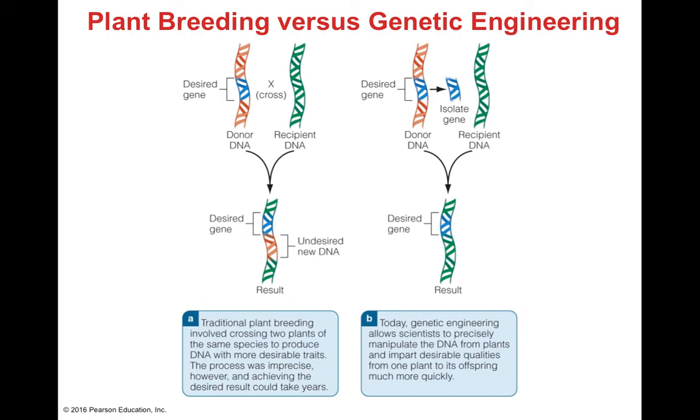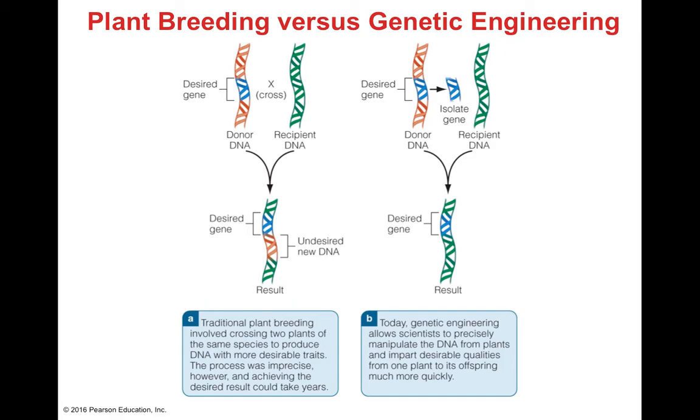Just look at the original corn. The original corn was very small, about 2 inches, and it didn't have anywhere near as many kernels on it. It also fell right off. Now we have corn that stays on the cob and is extraordinarily large, right up to a foot in length. And we've done that simply by plant breeding, looking for the largest or crossing different strains of plants that provide what we're looking for. So traditional plant breeding involves crossing two plants of the same species to produce DNA that has more desirable traits. And it was an imprecise mechanism, right?